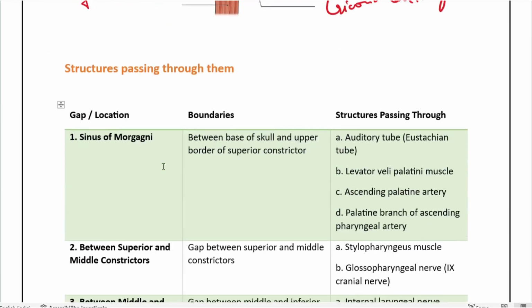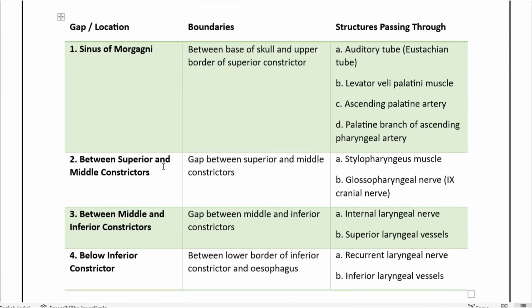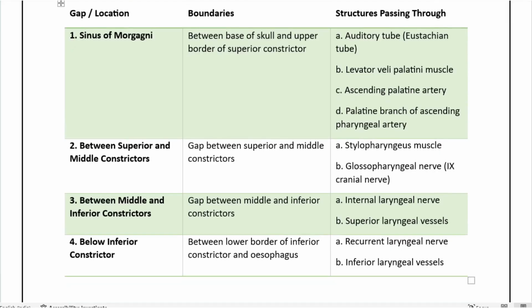Okay. So let's see the structures that are passing through them. From the sinus of Morgagni, this is present between the base of the skull and the upper constrictor of pharynx. The structures passing through are the auditory tube, levator veli palatini muscle, the ascending palatine artery, and the palatine branch of the ascending pharyngeal artery.